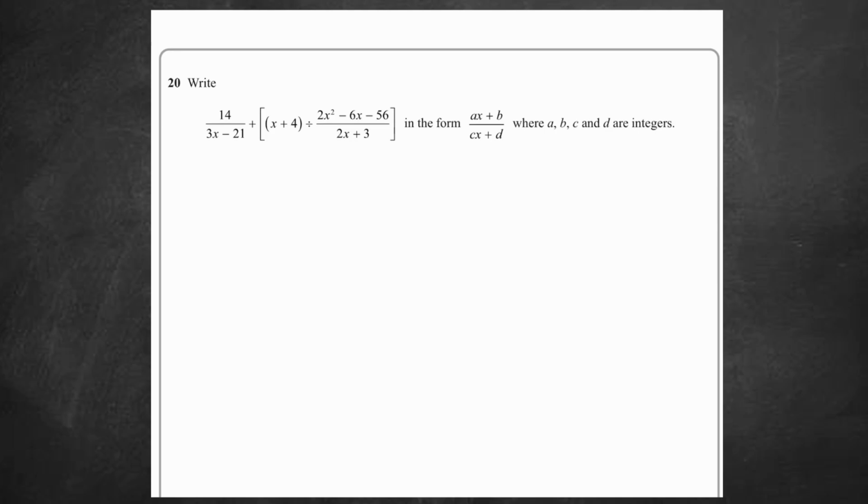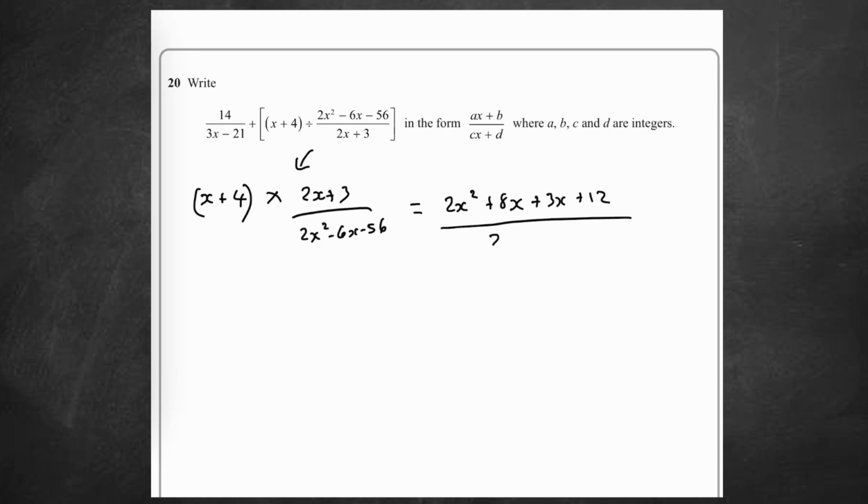I'm going to focus on the square brackets first. So what have we got? x plus 4 divided by that. If we're dividing by a fraction, I'm just going to flip the fraction and multiply. So this is the same as 2x plus 3 over 2x squared minus 6x minus 56. Then I'm going to expand out the top and say this is 2x squared plus 8x plus 3x plus 12 over 2x squared minus 6x minus 56.